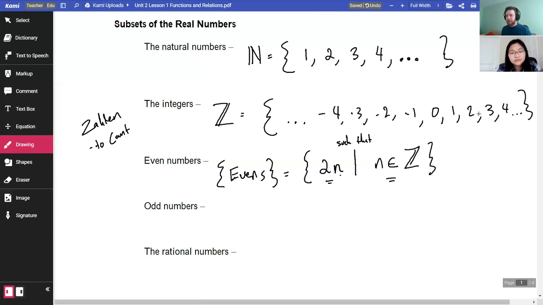So give me an integer 3, and the number that's going to populate the set is 6. Give me an integer -9, and the number that'll populate the set is 2 times -9, which is -18. So this tells us how to use this rule to populate the set. We're including 0, it looks like, because 0 is an integer. 0 times 2 is 0.